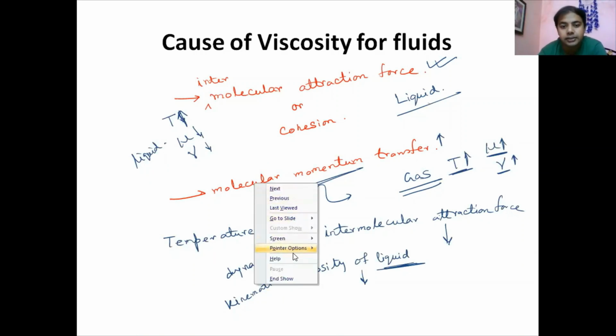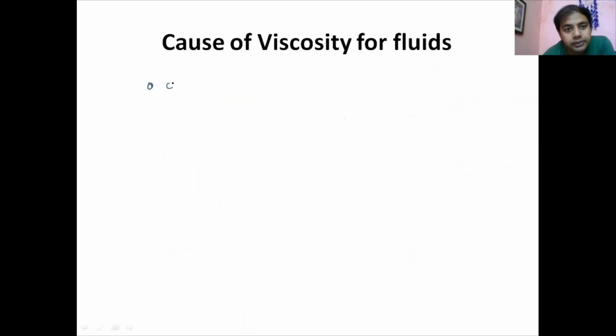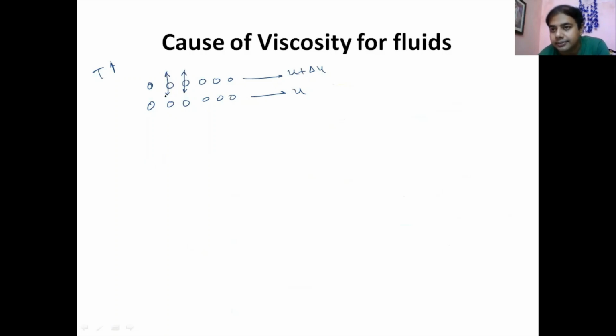How is it a random motion? Let us see the gas molecules. Consider two layers of gas molecules. This layer is U plus del U. Now, if you increase the temperature of the gas, the molecules will get some random thermal motion in this direction. All molecules are getting some random thermal motion because of the temperature increase.